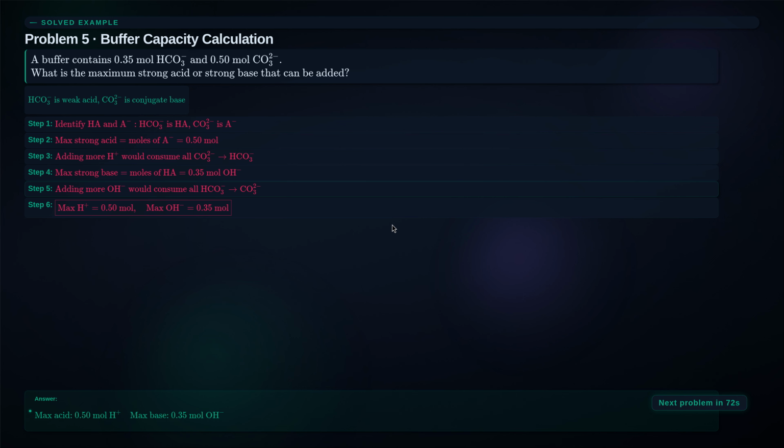Step 3. Adding more H plus would consume all the CO3 2 minus, converting it to HCO3 minus, and the buffer would be exhausted. Step 4. The maximum strong base that can be added equals the moles of weak acid, which is 0.35 moles of OH minus. Step 5. Adding more OH minus would consume all the HCO3 minus, converting it to CO3 2 minus. The answer is maximum acid is 0.50 moles of H plus, and maximum base is 0.35 moles of OH minus.